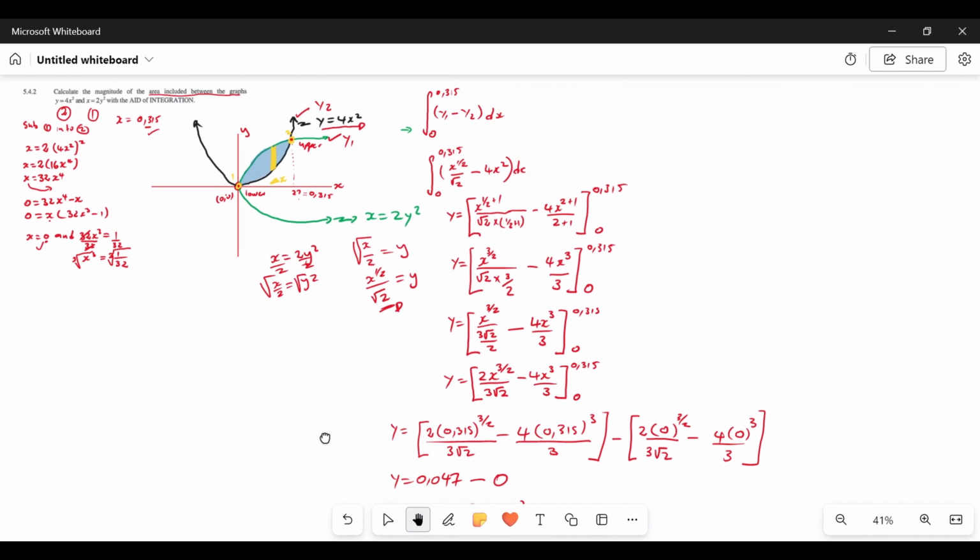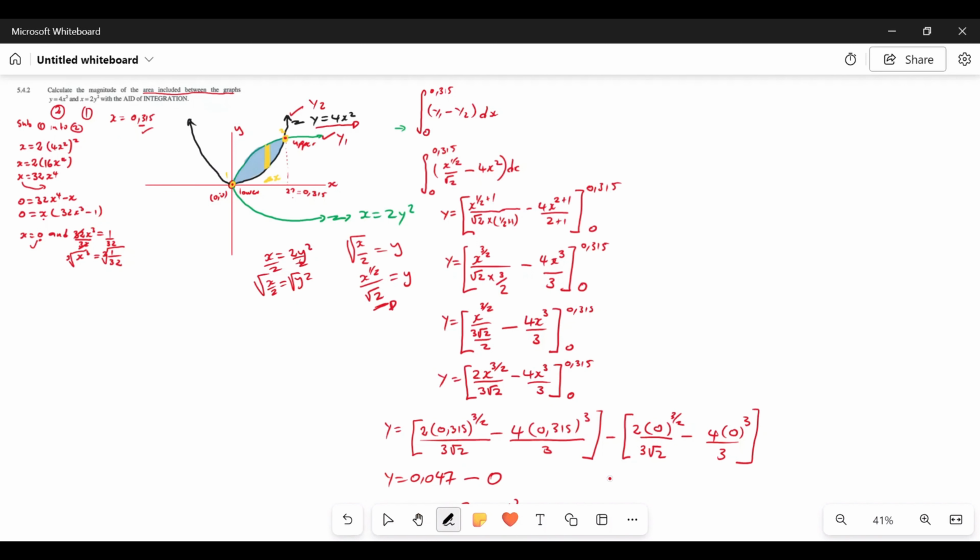It's easy to get lost on this question. It was a bit complex, this one. But if you understand that you need to calculate the area using integration, and also you need to find your upper limit and the lower limit, then this question is not that difficult. Remember, your upper limit and the lower limit are based on your intersection. Right. So guys, this is question 5.4.2.